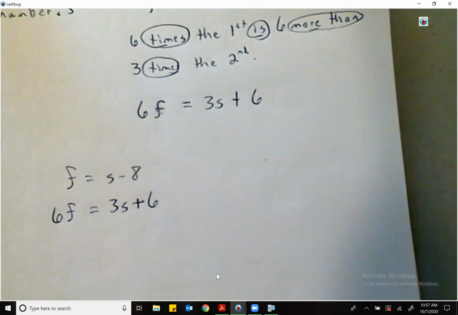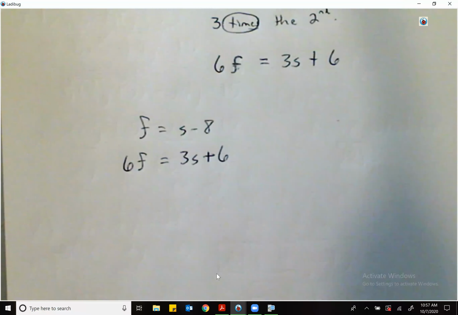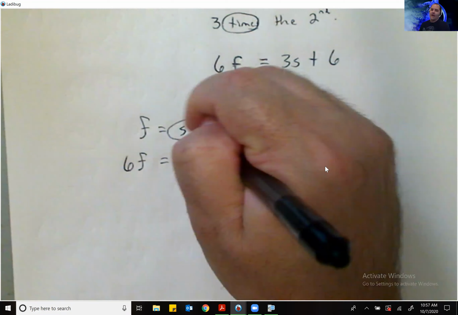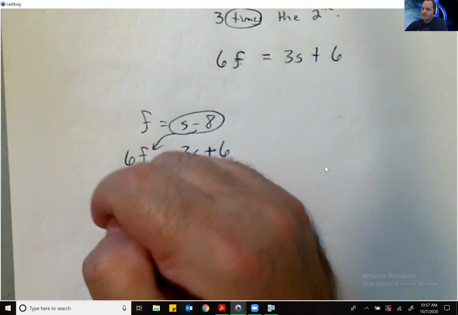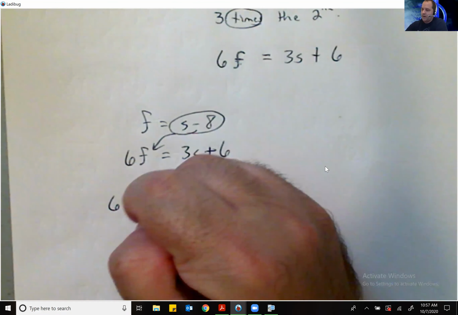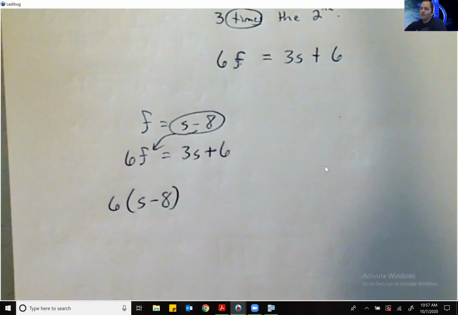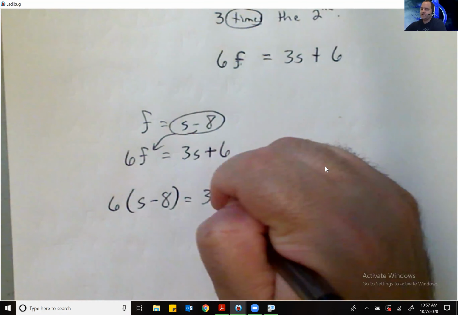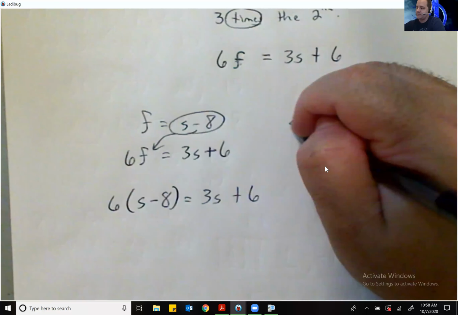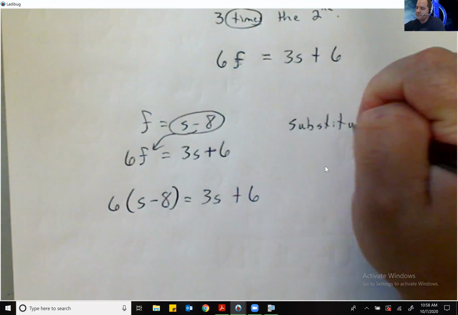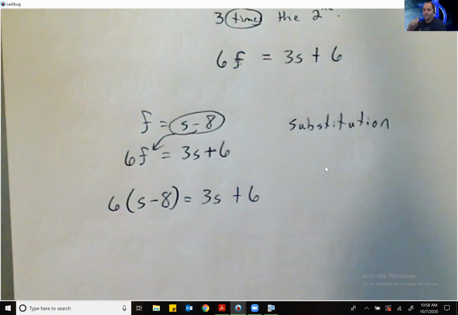What's a good method to use to solve this? Substitution. Substitution, absolutely. Because we already know that F is equal to S minus 8. All we got to do is plug it in. So we got 6 times F, which is S minus 8, equal to 3S plus 6. How are we going to solve this first? I'm going to put substitution out here. That's the method I would use. It's the easiest. What should we do now?